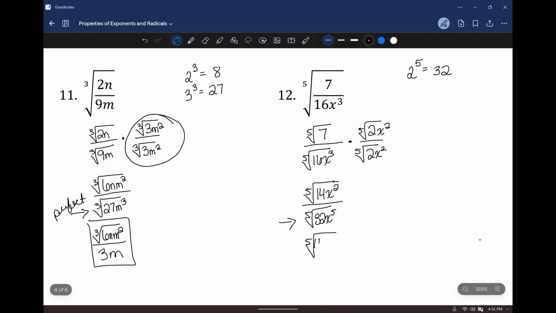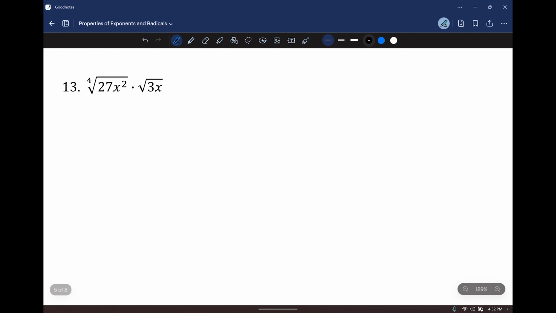So we have the 5th root of 14x squared all over the 5th root of 32, which is 2, and the 5th root of x to the 5th, which is x. And now you don't have that root in your bottom, and you are good to go. Again, always make sure you check the top to see if you could reduce that.